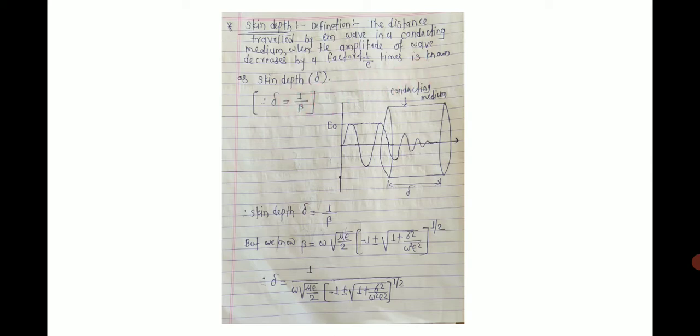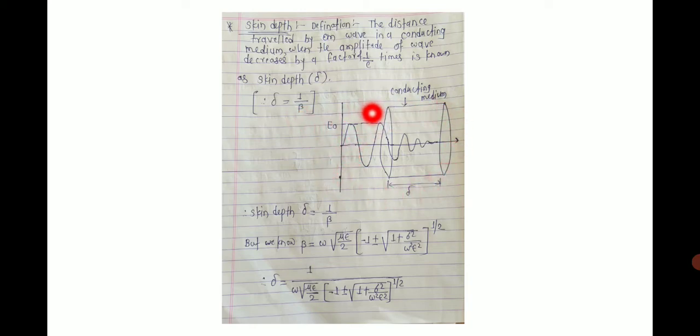What is meant by skin depth? The distance traveled by an electromagnetic wave in a conducting medium when the amplitude of the wave decreases by a factor of 1 by e times is known as the skin depth. Skin depth is denoted by delta, and delta is equal to 1 divided by beta.